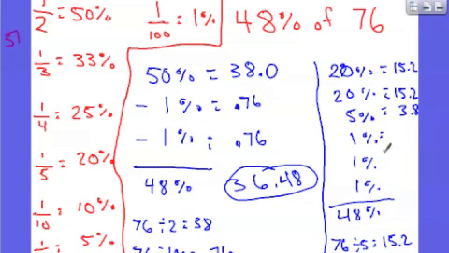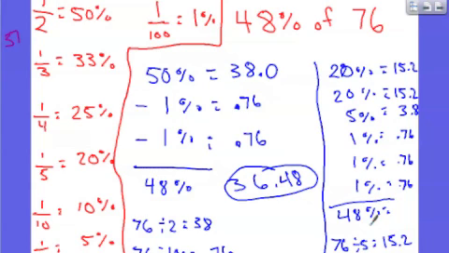Now my 1% I already have from over here, so I can just copy that. 1/100th is 1%, and that came out to 0.76. That one can be 0.76, that one can be 0.76. Now we just need to add them together, and the calculator is fine. 15.2 plus 15.2 plus 3.8 plus 0.76 plus 0.76.